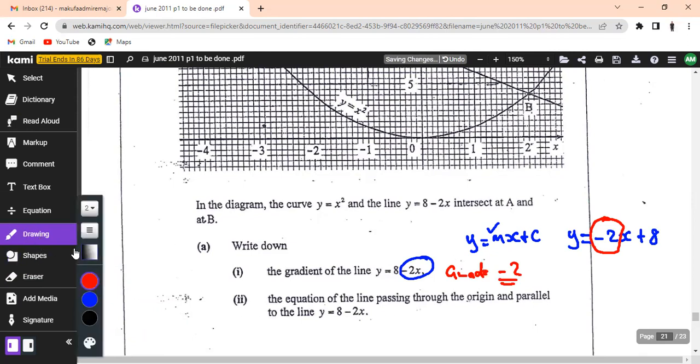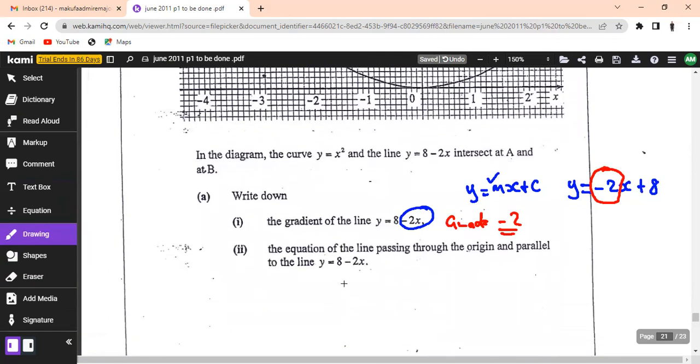And we are asked to find the equation of the line passing through the origin and parallel to this line. Take note, guys. The line passes through the origin. And I told you that on the origin, the coordinates are 0, 0.